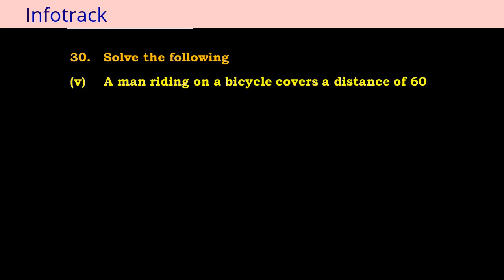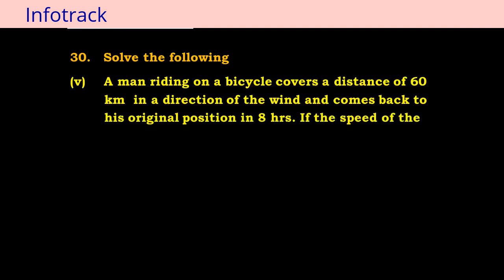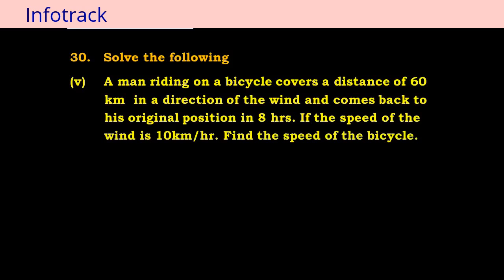Let's see. A man riding on a bicycle covers a distance of 60 km in the direction of the wind and comes back to his original position in 8 hours. If the speed of the wind is 10 km per hour, find the speed of the bicycle. See, we have to find the speed of the bicycle.